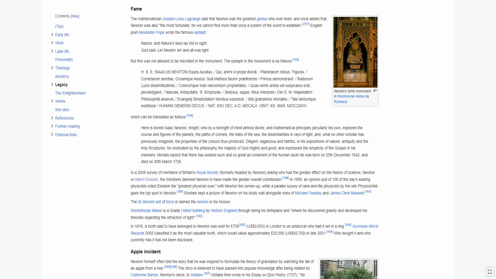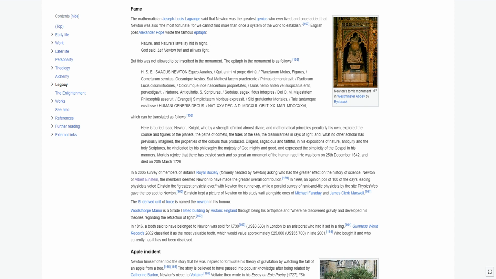The mathematician Joseph Louis Lagrange said that Newton was the greatest genius who ever lived, and once added that Newton was also the most fortunate, for we cannot find more than once a system of the world to establish. English poet Alexander Pope wrote the famous epitaph, "Nature, and nature's laws lay hid in night. God said, let Newton be. And all was light." But this was not allowed to be inscribed in the monument.